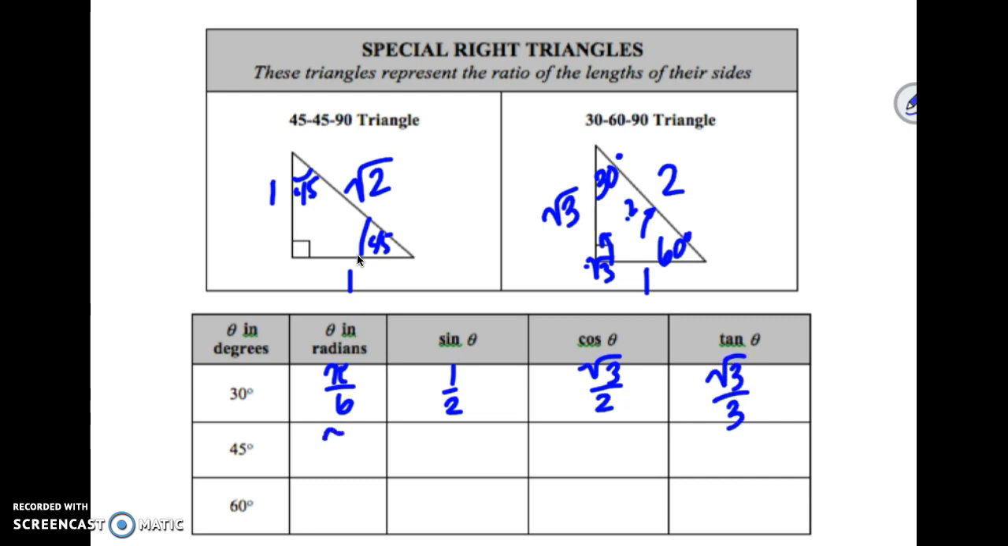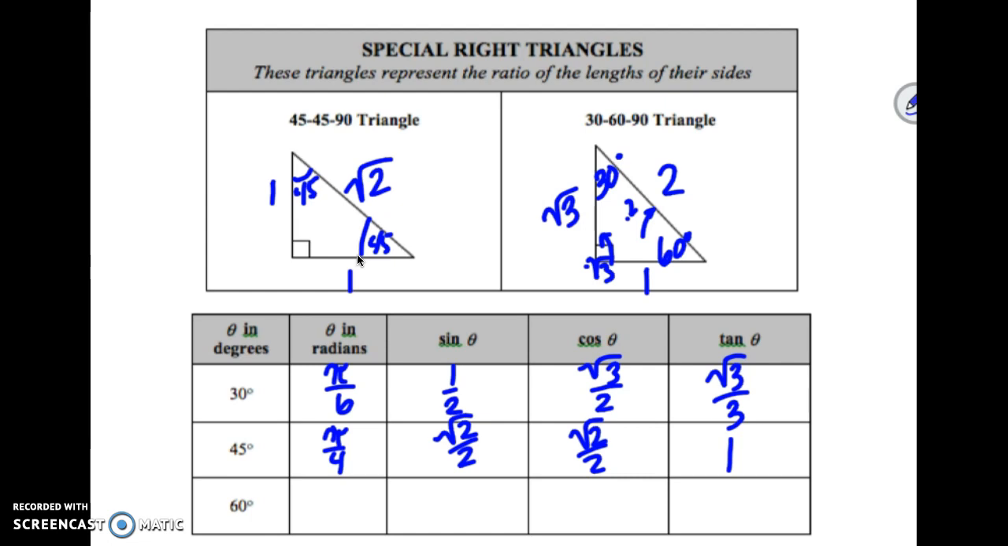45 degrees is equal to pi over 4 in radians. Sine of pi over 4 or sine of 45 degrees, the square root of 2 over 2. Cosine of 45 degrees is also the square root of 2 over 2. And tangent of 45 degrees is just 1.